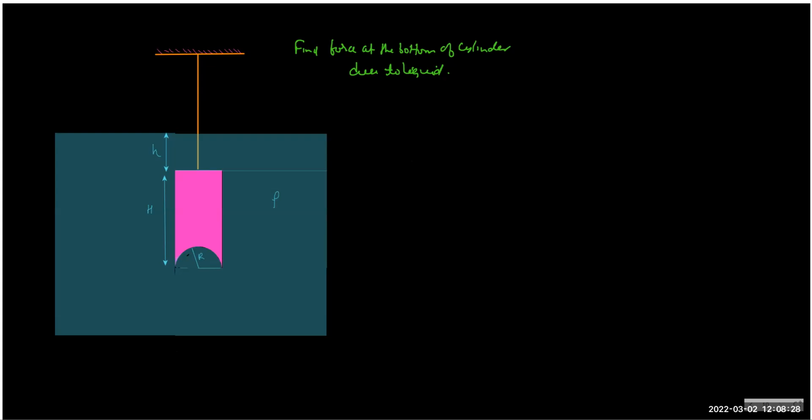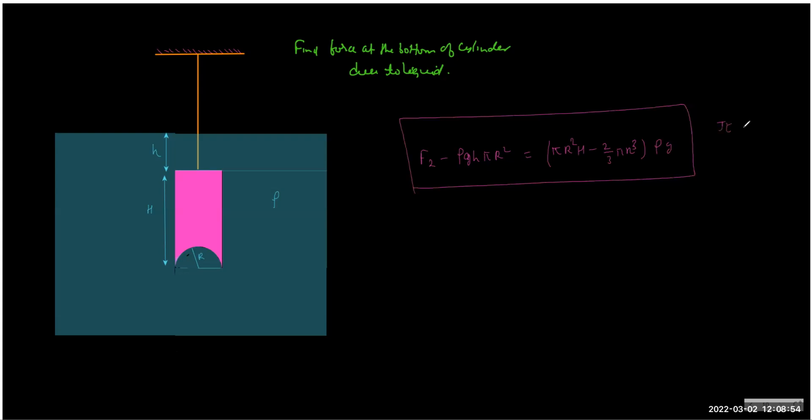So I think you must have written F2, which is the bottom, minus F1, which is known to us, rho g H pi R square, right? Yes. And this must go to the buoyant force, which is the volume submerged, pi R square capital H minus 2 by 3 pi R cube. Very good. Pi R cube V rho g. That's the answer. So this was a JEE Advanced problem.